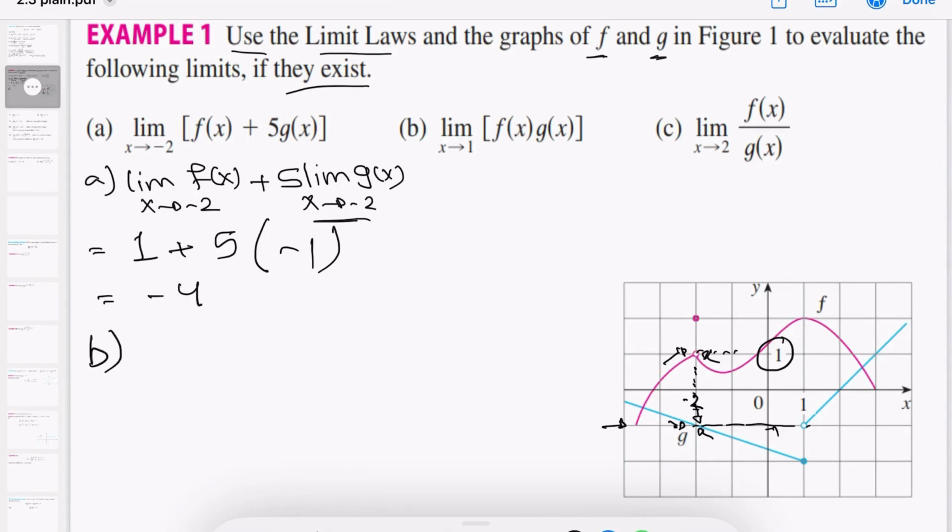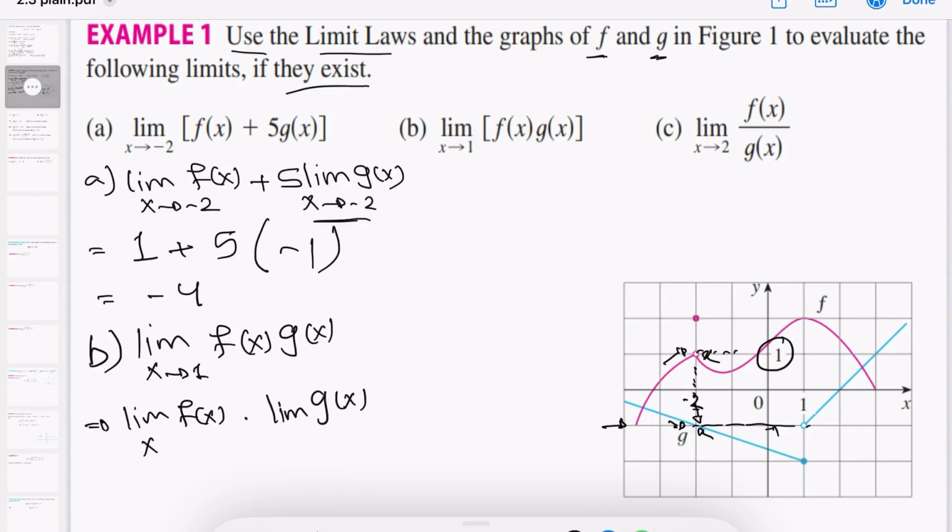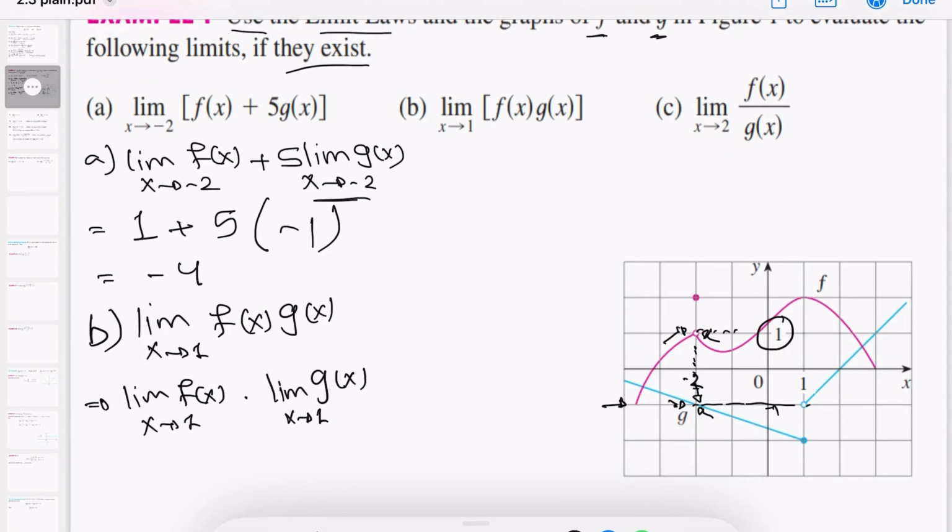For part B, it asks about the limit of the function f times g of x when x goes to 1. I can use the limit law here, the product law, and distribute the limit of the function f times the limit of the function g as x goes to 1. Now we can check the limit of the function f as x goes to 1. Here is the 1, and here is the function f. It's clear that the limit of the function f from the right and from the left is equal to 2. So I can write here that the limit of the function f as x goes to 1 is 2.